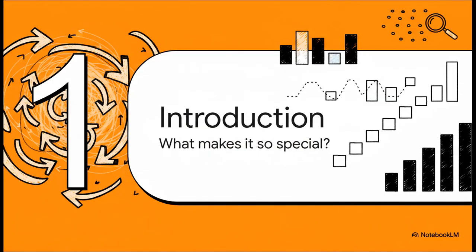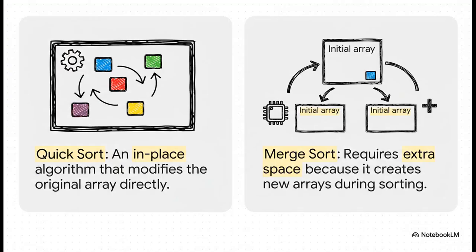Okay, so what is quicksort, really? And what makes it stand out from all the other sorting algorithms? One of its biggest advantages pops right out when you compare it to another popular method, merge sort. You see, quicksort is an in-place algorithm. What that means is it does all its work directly on the original array, just shuffling things around. It doesn't need to create a bunch of temporary copies, which saves a ton of memory. That space efficiency is a really huge win.